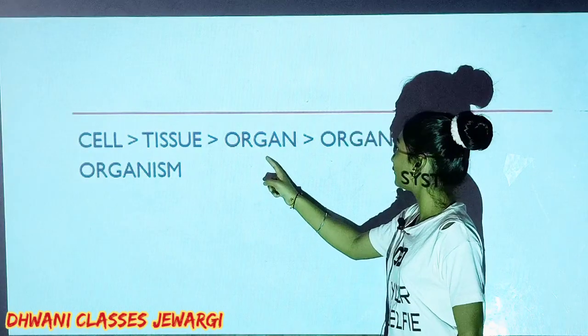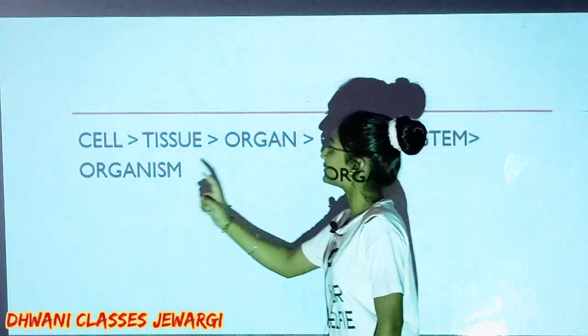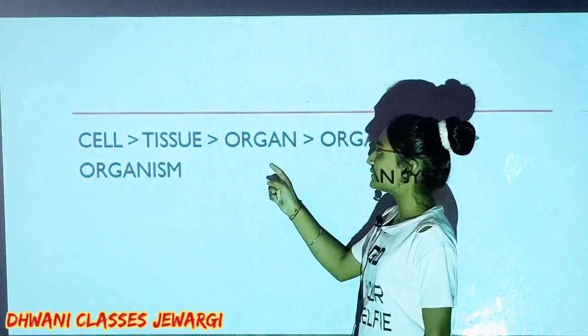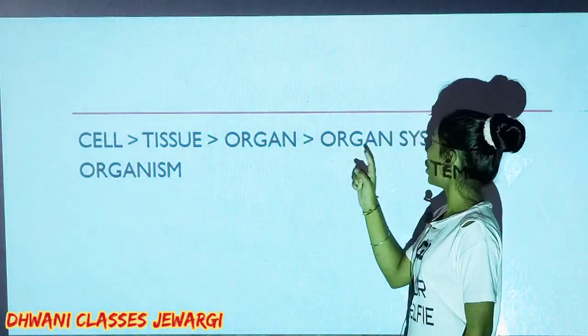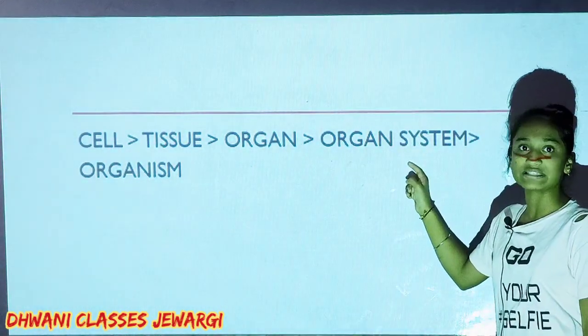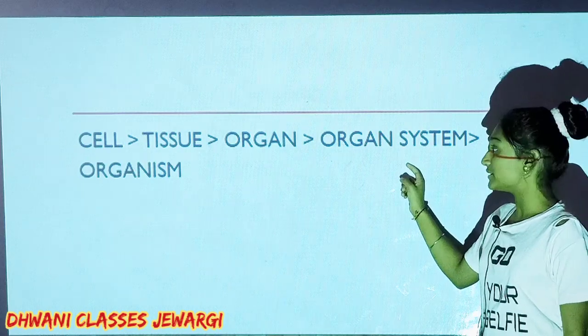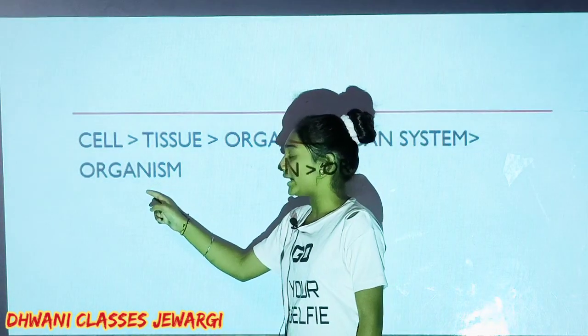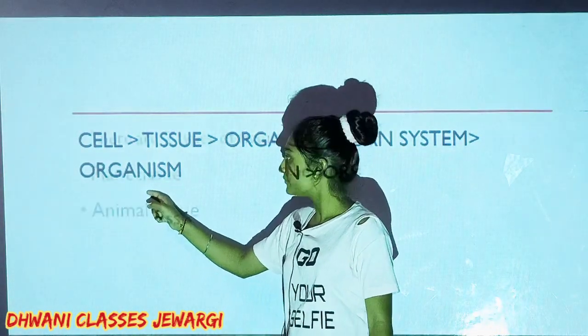From the tissue, organ. From the organ, system. From the organ system, the organisms. Organs like our kidney, heart and many more. Organ systems like our digestive system and respiratory system and many more. The organisms. We are the organisms.